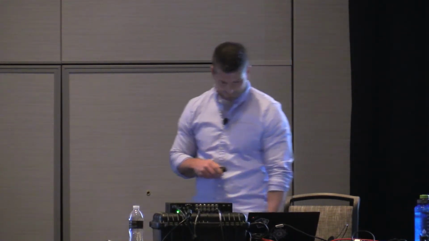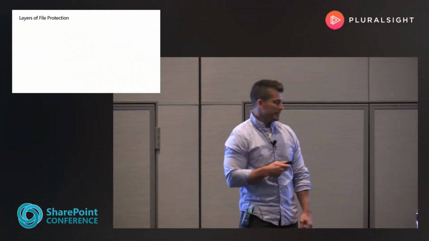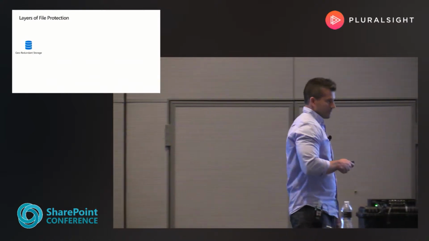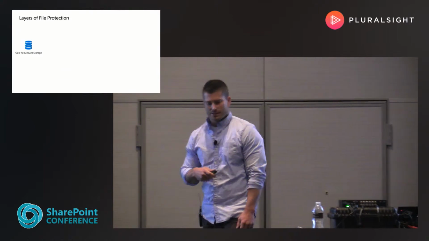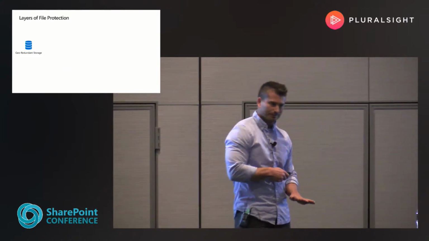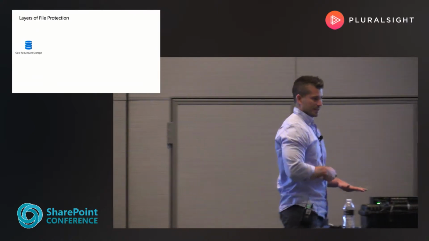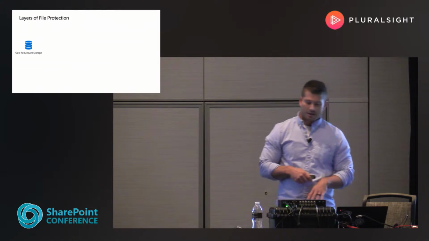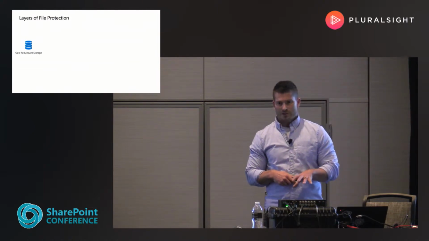So let's get started. I'll cover some of the layers of protection that we've built into these products that are going to help protect you and your files. First off is behind the scenes our geo-redundant storage layer. This is something that you can't see, but I'll cover it a little bit so you understand how we're storing the data when you're saving your file.